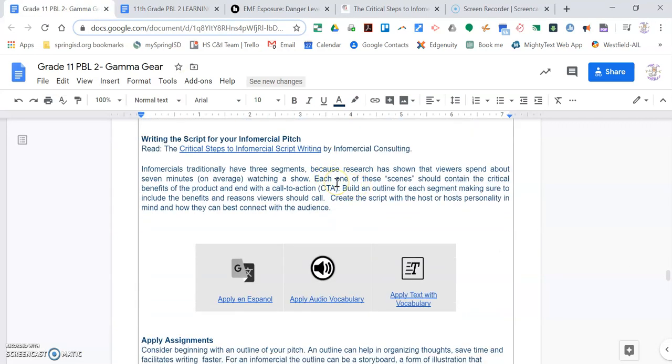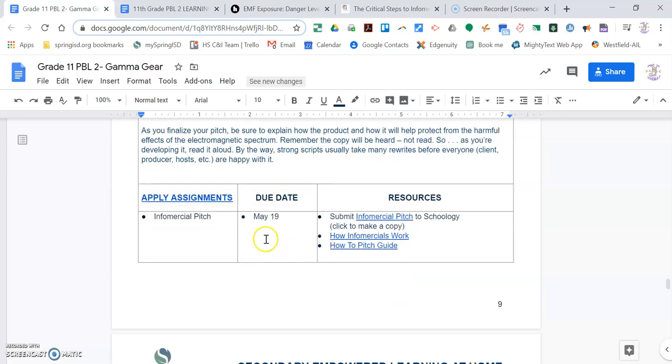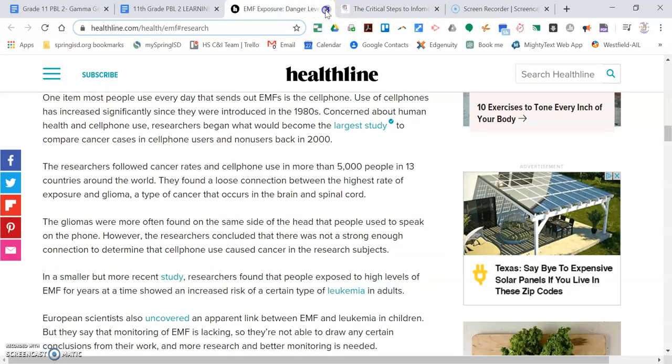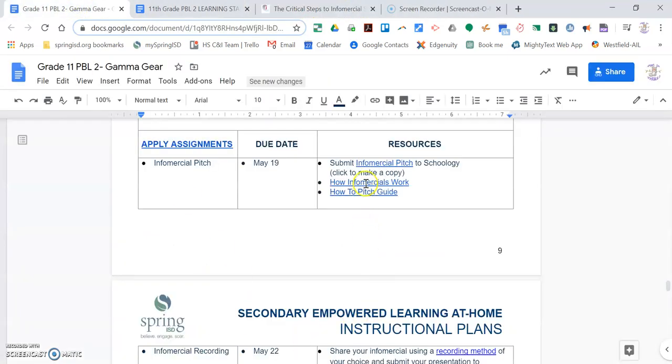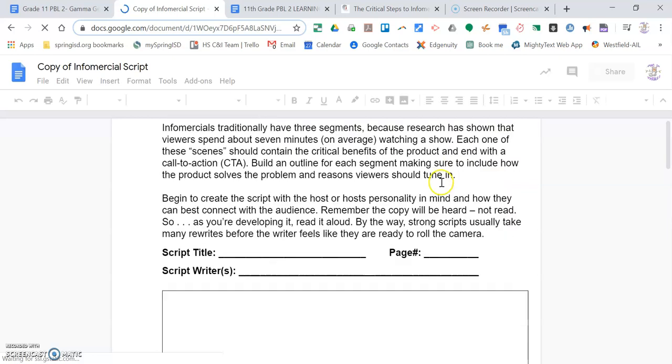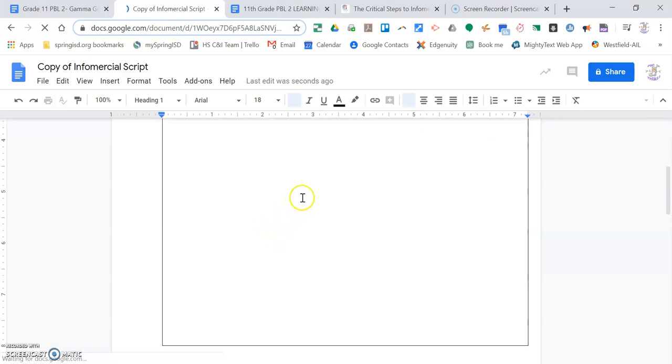And then they'll be working to write their script for their infomercial pitch about their product. And so be sure to explain how the product will help protect from the harmful effects of the electromagnetic spectrum. And so they'll do their pitch, submit their informational pitch, which will look like this. Okay, so it's basically going to have them walk through writing their script for their pitch.